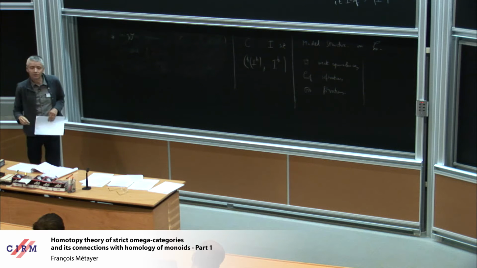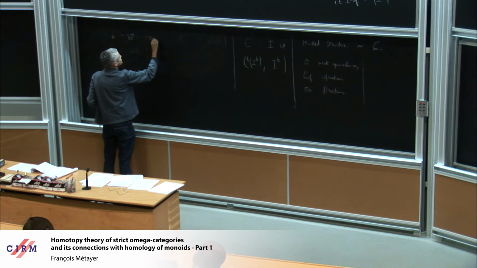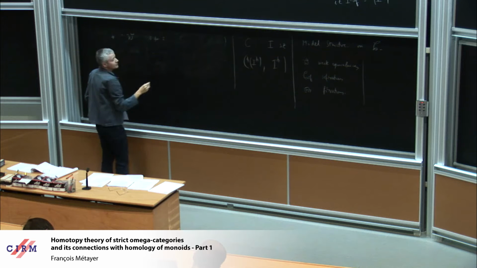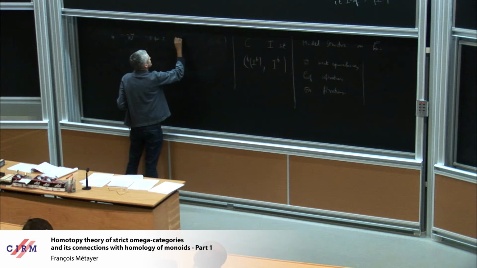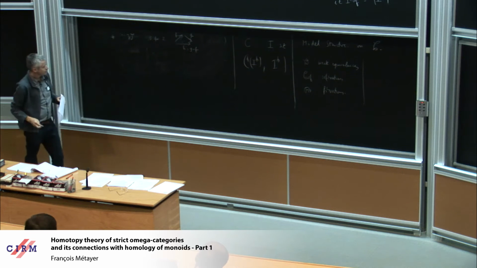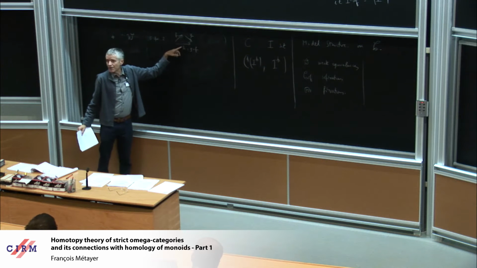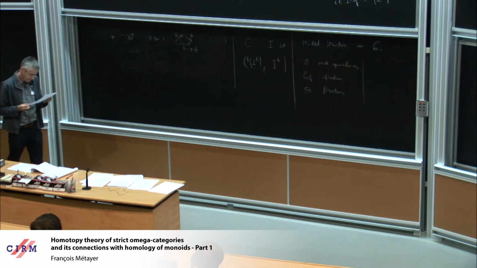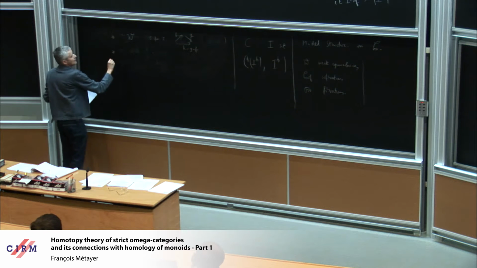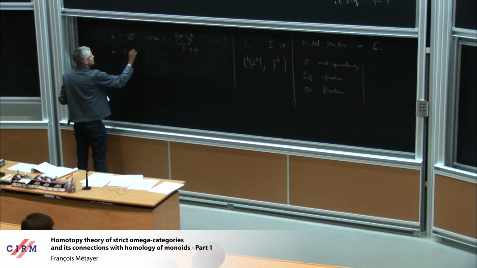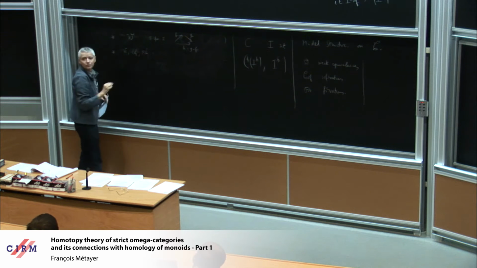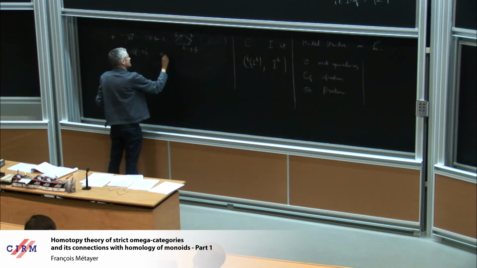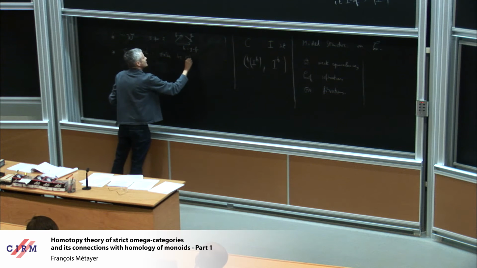So W is supposed to have the 3 for 2 property, meaning that whenever you have F, G, and the composite G F, if two of those maps belong to W, then the third also belongs to W. You ask the classes W, cof, fib to be stable by retracts.